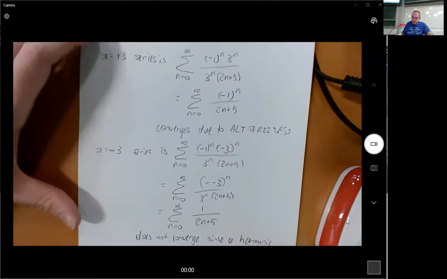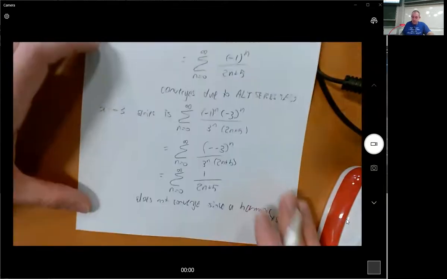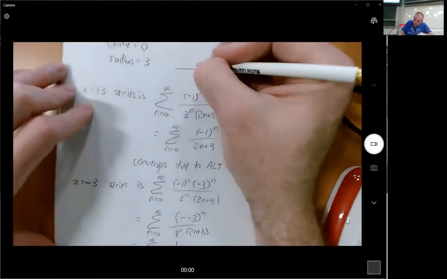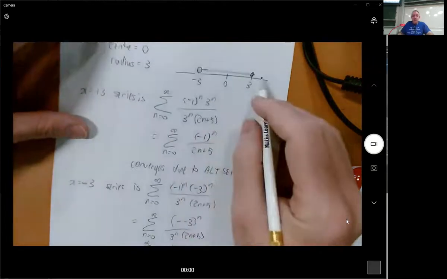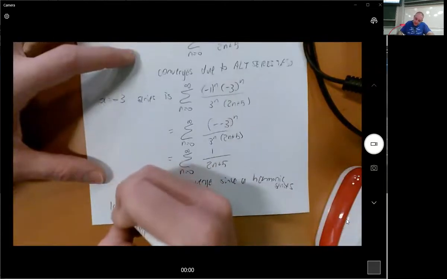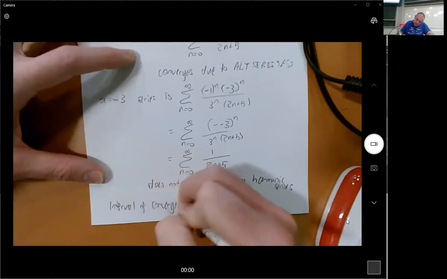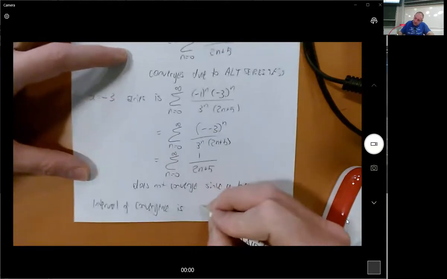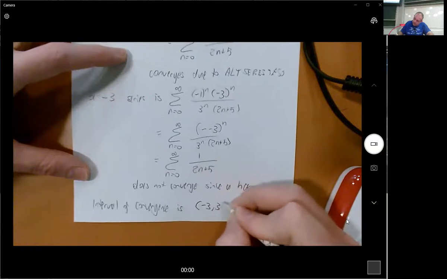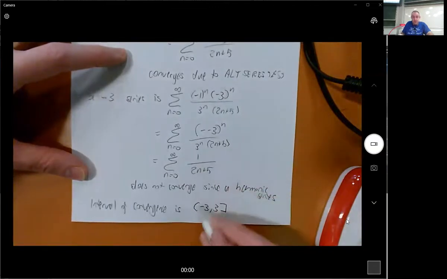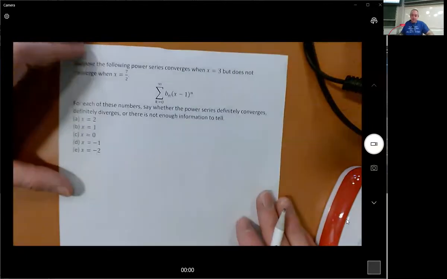Okay, and so it doesn't converge when x is minus 3, and it does converge when x is 3. So therefore, the interval of convergence is from minus 3 to 3, and it's a round bracket here because it doesn't include minus 3, and it's a square bracket here because it does include 3. Awesome. Last one, let's have a look.